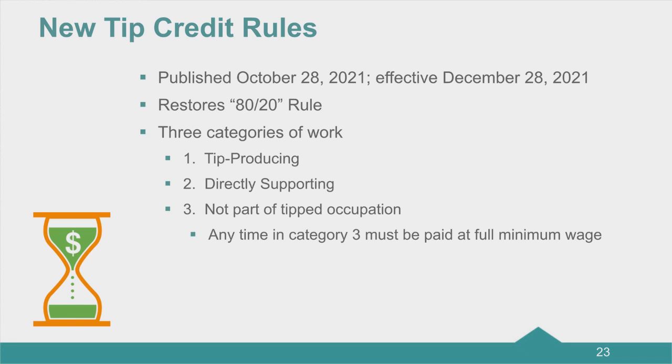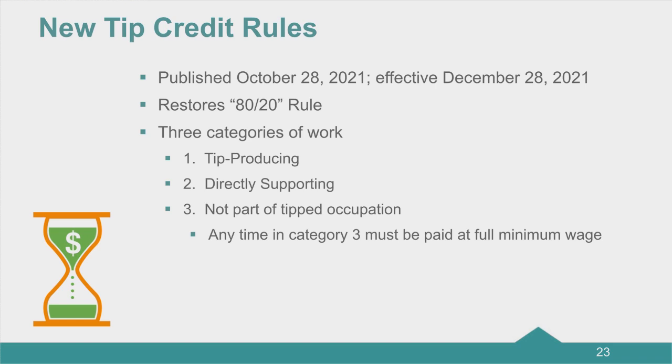And so the way the Department of Labor has broken work down and defined it is that there's tip-producing work. So when you're directly doing work that is resulting in a tip. So let's think of, I'm just going to use a restaurant setting because it's probably the easiest to talk about. But if you're waiting on a customer, that is tip-producing work.